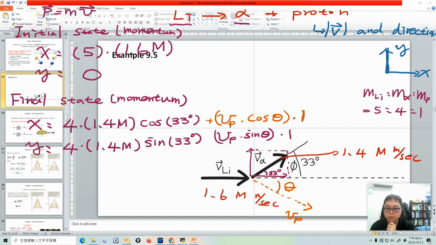Okay, so we are almost done. And here you have to be very careful, because based on this graph, the y component of momentum of the proton is negative. Okay, it's negative, because we set x is here, coordinate y is here. So it's below the x axis. So this is negative. Just be very careful.